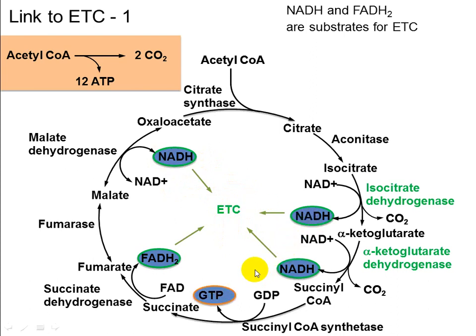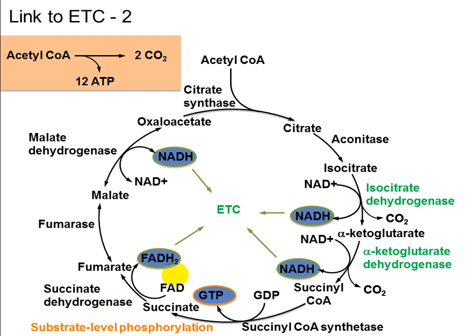Here there's one step particular. The step catalyzed by succinyl-CoA synthetase utilizes GDP as a substrate to synthesize GTP directly without going through oxidative phosphorylation. This type of phosphorylation is called substrate-level phosphorylation. We have seen this before in glycolysis.